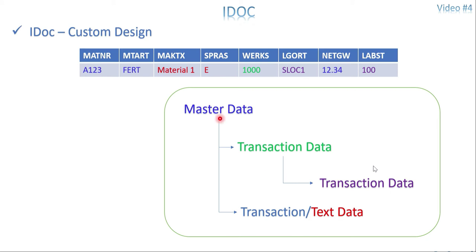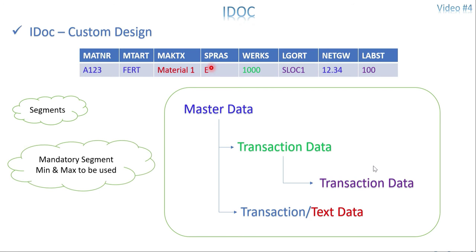So for example, for the master data segment I have 3 fields, for this transaction data level I have only 1 field, for another transaction data I have 2 fields, and the text data I have 2 fields. Okay, so technically this is called segments.